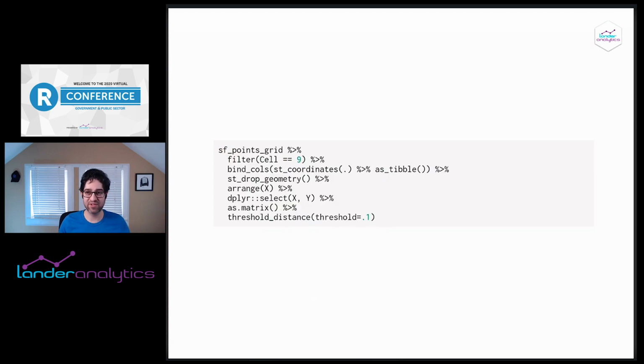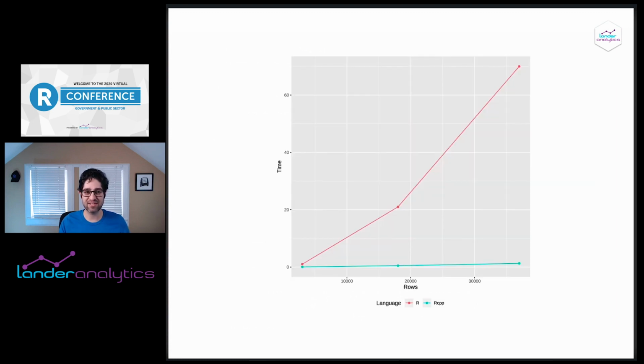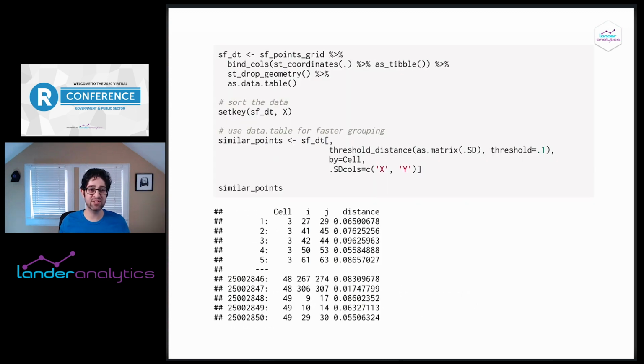I call this on an individual cell. For 3,000 rows, it finishes in 0.05 seconds. For 18,000 rows, it finishes in half a second. And for 37,000 rows, it finishes in 1.3 seconds. This was an insane speed up. I didn't even do anything in parallel in C++. So you can see that the C++ code, as you grow your data, is going to be much, much, much faster. So let's do this for all the different cells.